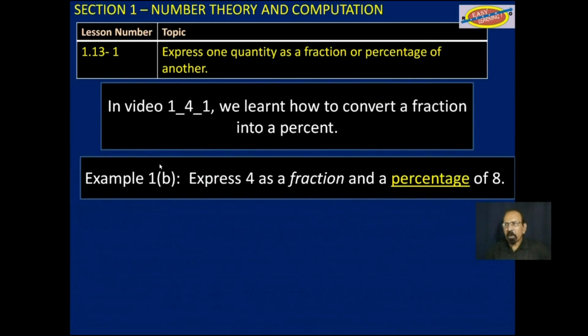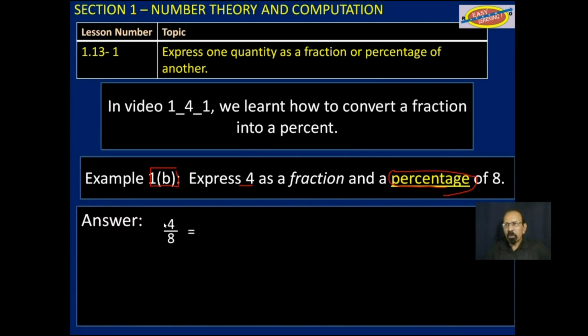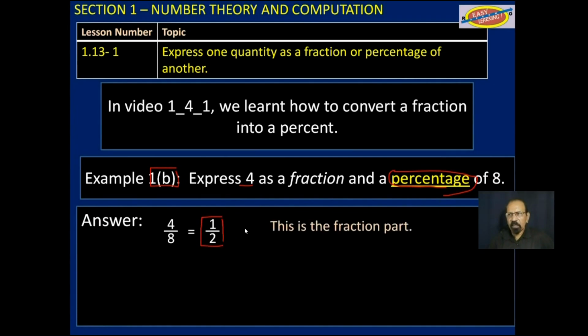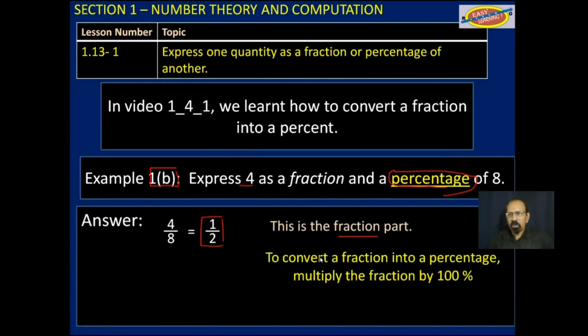Let's take the B part of that question. Express 4 as a percentage of 8. Now remember, we just converted it to a fraction. And you all know how to convert a fraction to a percentage. To convert a fraction to a percentage, you multiply the fraction by 100. So half multiplied by 100%, and that gives you 50%.